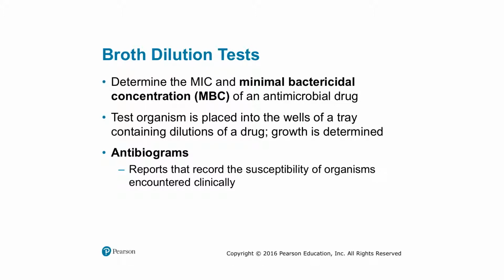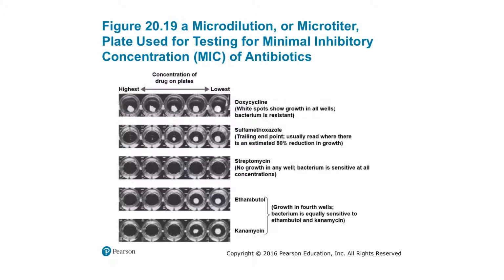Broth dilution test. This determines the MIC, the minimal bactericidal concentration of an antimicrobial drug, and it tests the organism. The test organism is placed into the wells of a tray containing dilutions of a drug, and the growth is determined. Antibiograms are reports that record the susceptibility of organisms that are encountered clinically.